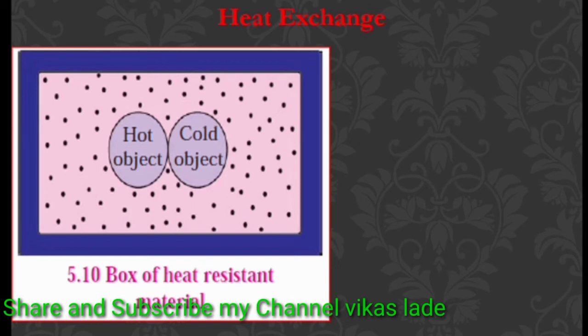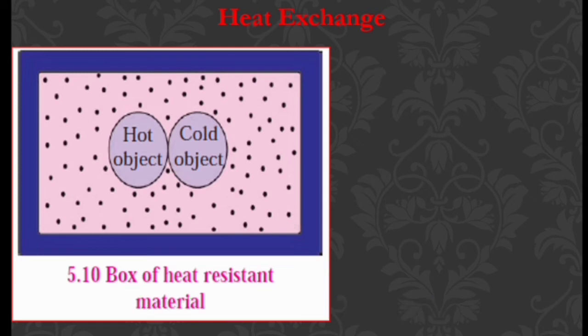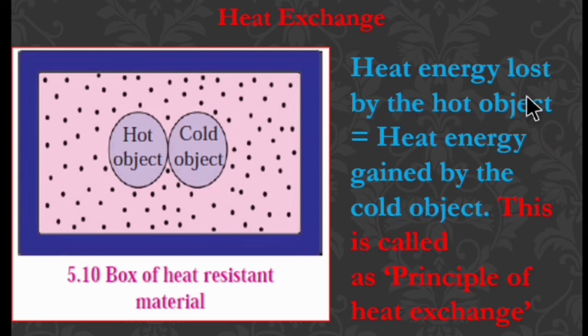If the system of both objects is isolated from the environment by keeping it inside a heat resistant box, here is the box of heat resistant material, meaning that the energy exchange takes place between the two objects only, then no energy can flow out of the box or come into the box. In this situation, we get the following principle. Here is the principle: heat energy lost by the hot object is equal to heat energy gained by the cold object. This is called the principle of heat exchange.